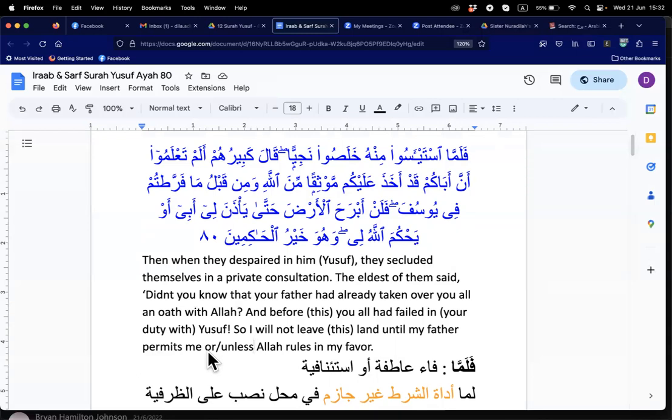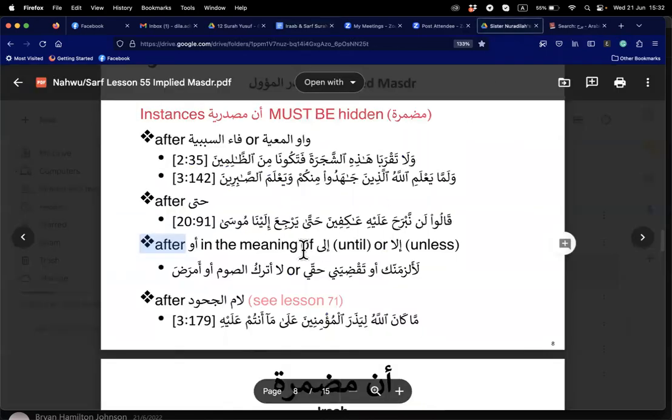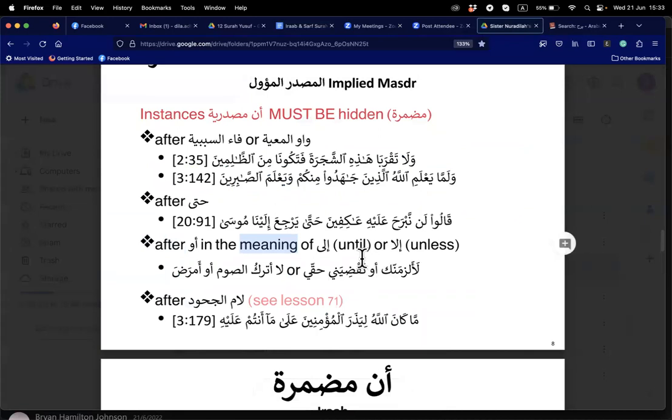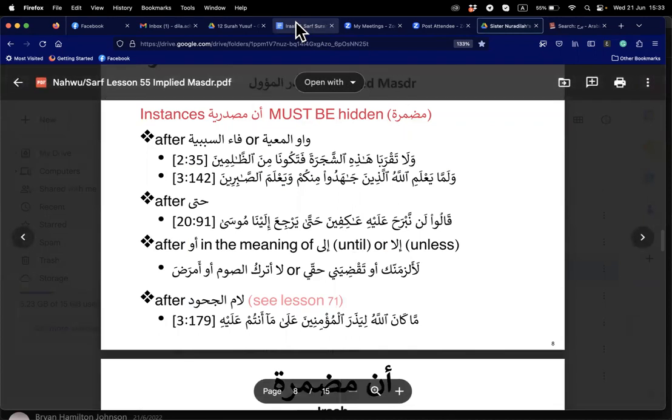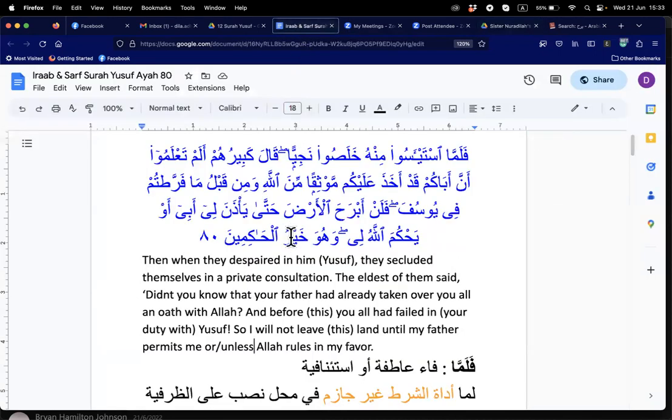So the "unless" is more like an excuse. I will not leave this land until my father permits me, unless Allah rules in my favor, then okay, I can leave also. The meaning is still about the same. But initially when we did this lesson that day, I said that I don't know whether there is this one in the Quran or not, because at that time I really didn't know, and I hadn't done this ayah yet.